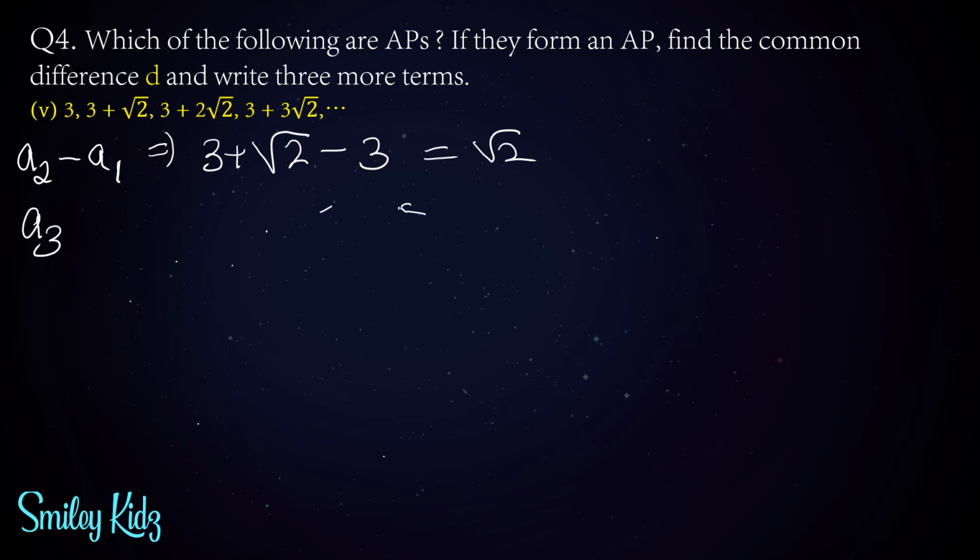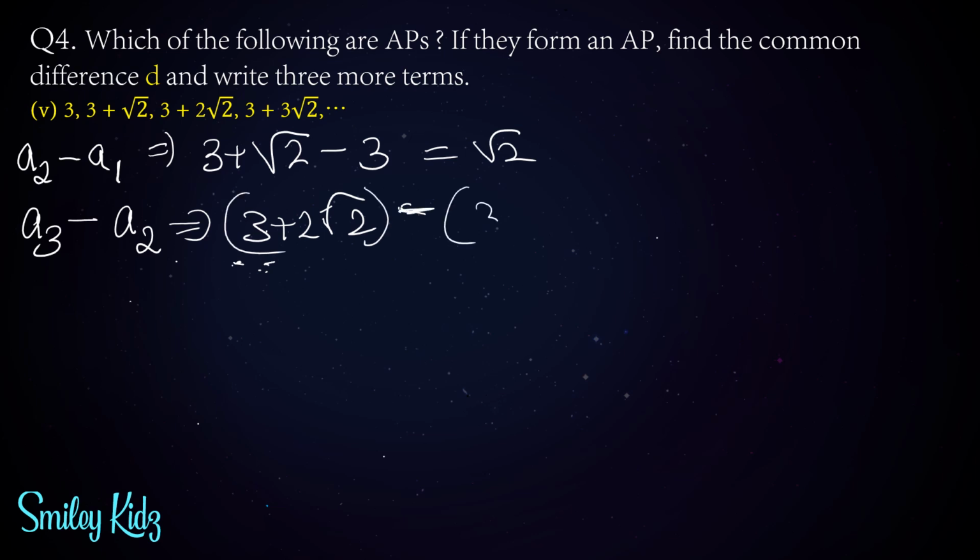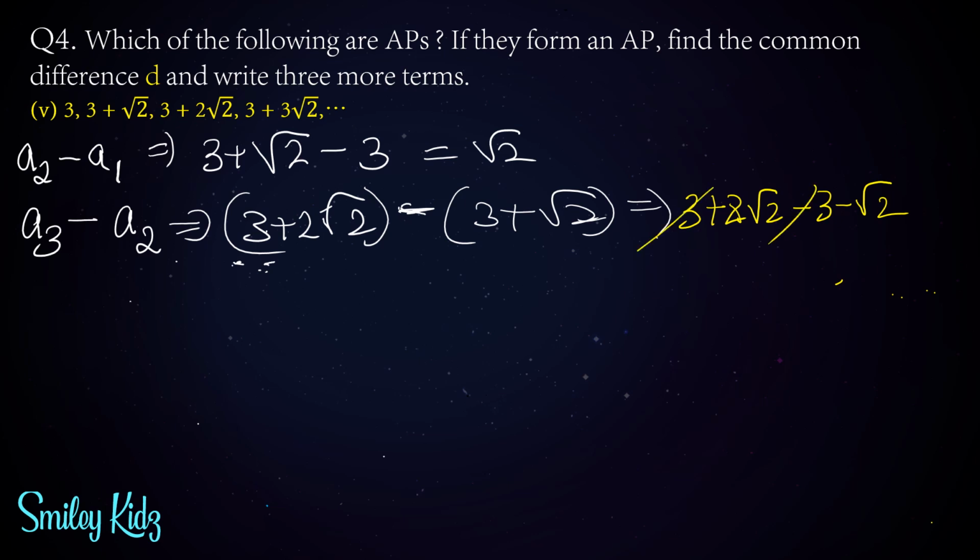Then A3 minus A2, which is equal to 3 plus 2 root 2, right, minus 3 plus root 2, which in turn will give you 3 plus 2 root 2 minus 3 minus root 2, isn't it? Now here plus 3 and minus 3 get cancelled. You'll be left out with 2 root 2 minus root 2, which is root 2. Now what do you observe? The common difference is same, isn't it? The common difference is same. So this sequence is an AP sequence.